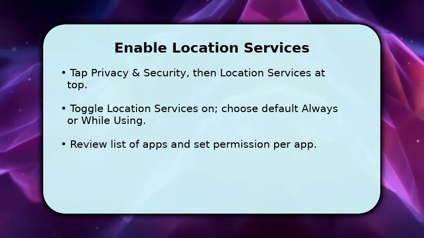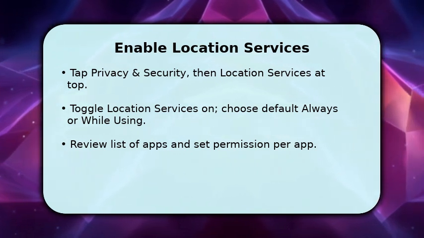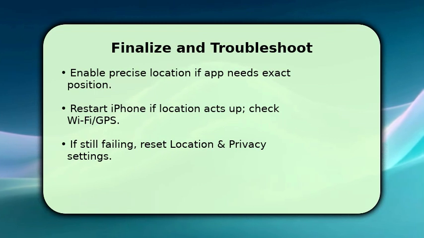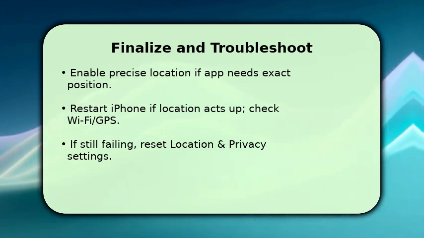You're doing this to balance functionality with battery life and privacy, so pick the least permissive option that still lets the app work. After setting permissions, tap an app to enable or disable precise location if it needs exact coordinates. Leave it off for broader location privacy.